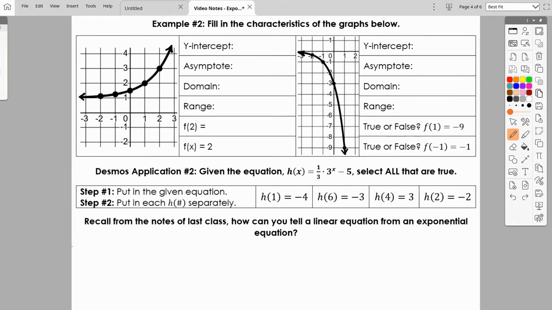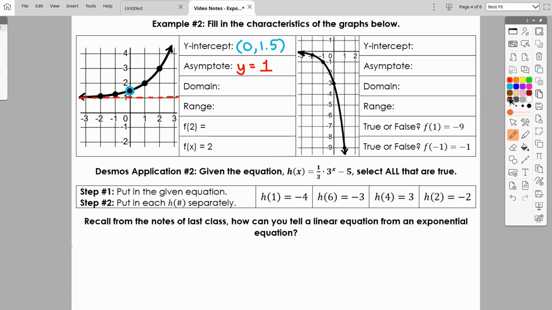We're going to try example number 2, filling in the characteristics of the graphs below. We'll start with the y-intercept, which is going to be when the exponential graph passes through the y-axis. That's going to be at the point 0, 1.5. You can also put 1.5 as well. We're going to go ahead and talk about the asymptote here, which is the line of do not pass for our exponential function. Our exponential function is going to get so close but never pass this y value of 1. And as a reminder, since it's a horizontal line, that's why we put y equals the value of 1.